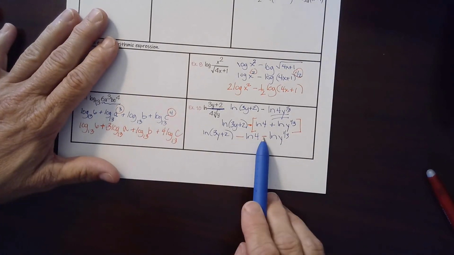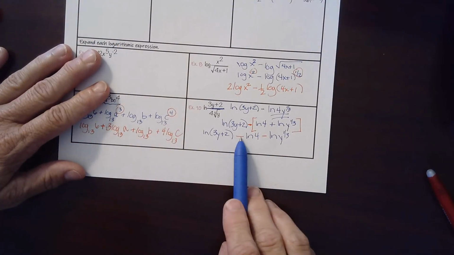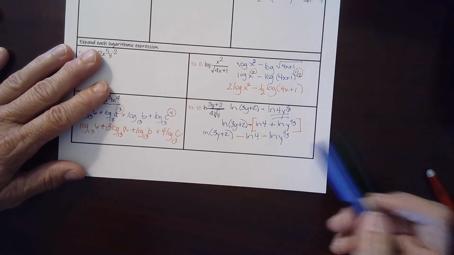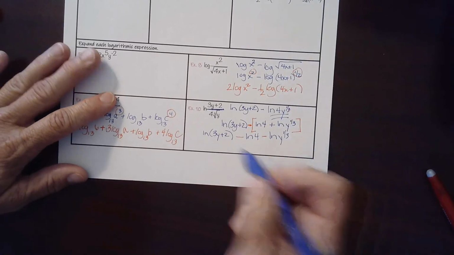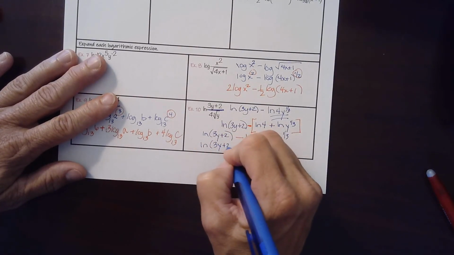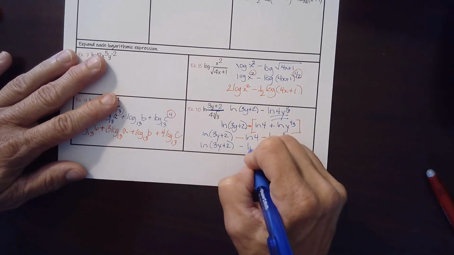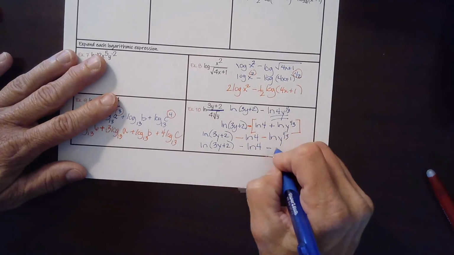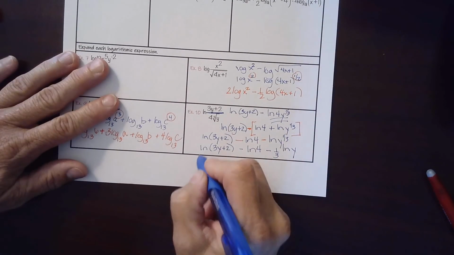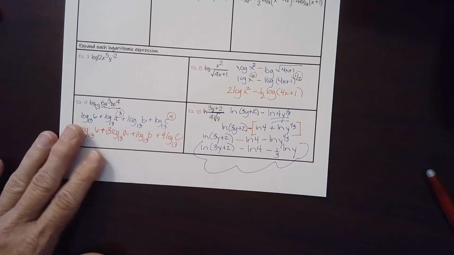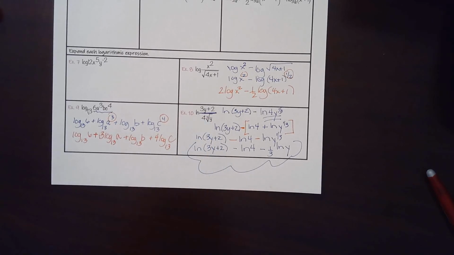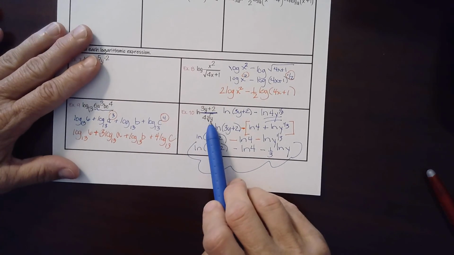So now you have both of those addressed properly. All right, the last thing I see is that this y has a 1/3 power. So let's finish this out. The natural log of 3y plus 2 minus the natural log of 4 minus 1/3 the natural log of y. And that's your final expanded expression for the natural log of 3y plus 2 over 4 times the cube root of y.